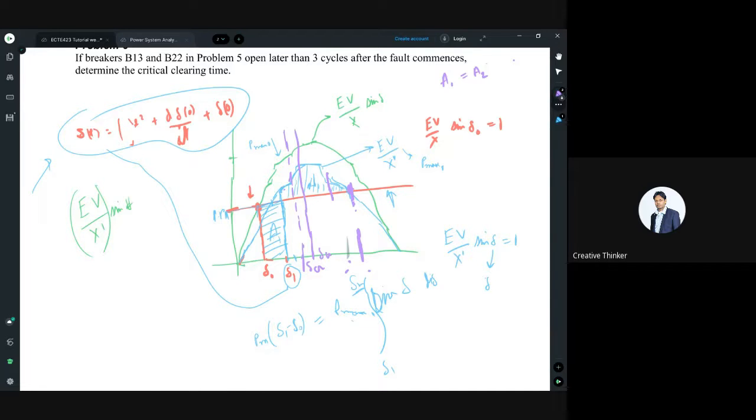So we will find that the machine clears the fault at delta cr. At delta cr, this area is the accelerating area, and let this much area be the deaccelerating area.